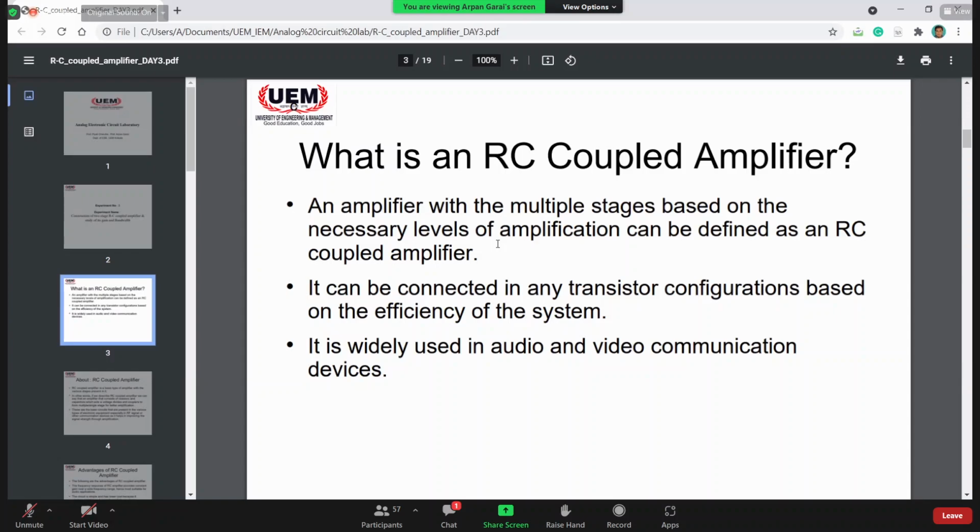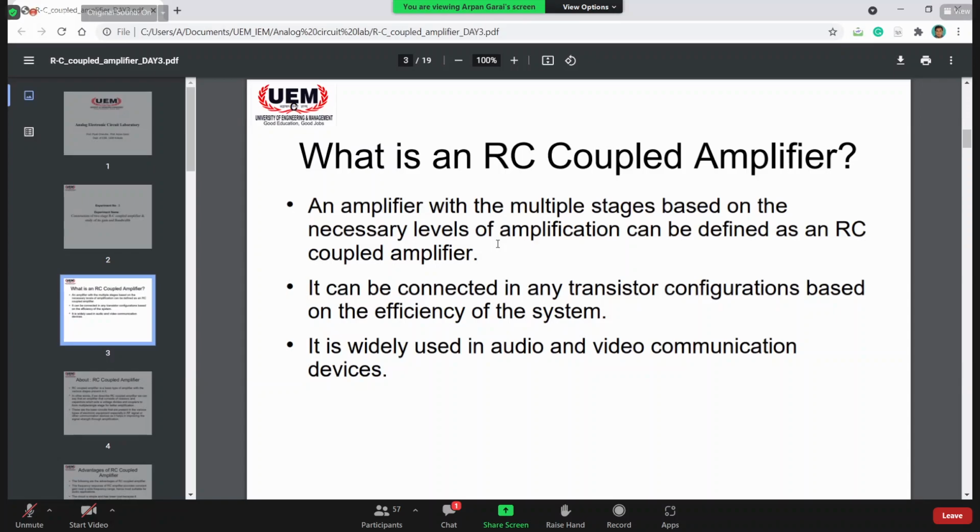If you do the RC coupled amplification in a single stage, there is a phase difference. Later I will discuss what the phase difference is. That is why it is often done with multiple stages, at least two: 2, 4, 6, like that. If it is an odd number of stages, then there will be a 180-degree phase difference. We will see later what that is.